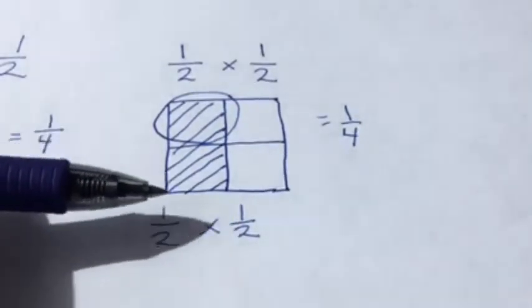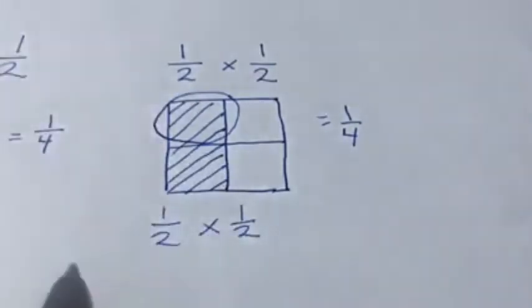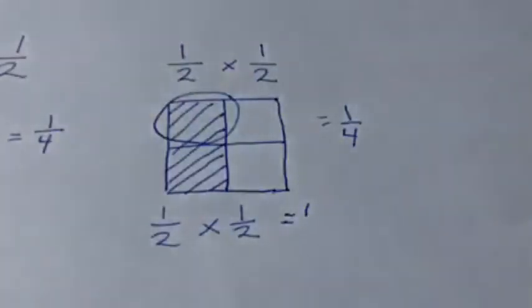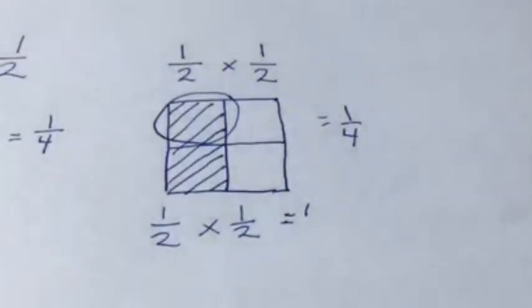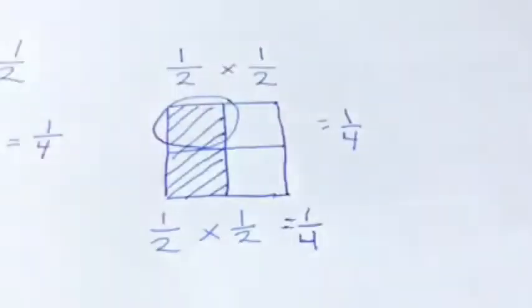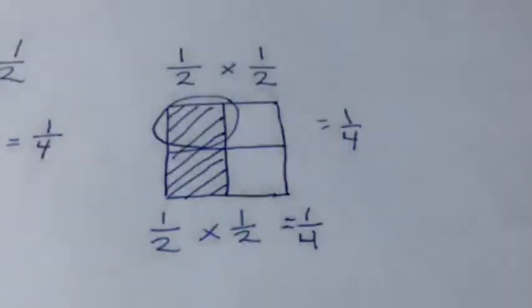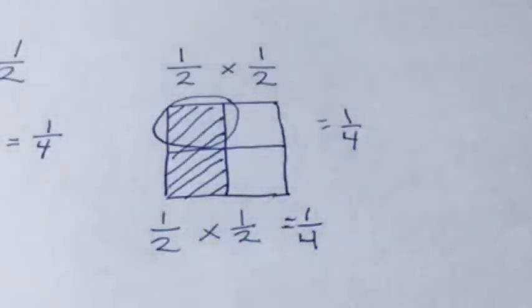So I'm going to take 1 and I'm going to multiply that by 1, which equals 1. And then I'm going to take 2, multiply it by 2, which equals 4. And folks, that's how you're going to multiply fractions by fractions.